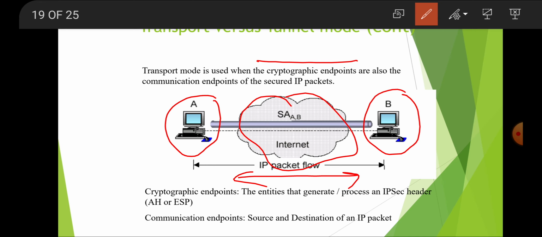Now, the cryptographic endpoints are the entities that generate and process an IP security header. So who generates the IP security header? Both protocols, AH or ESP, generate the IP security header. The communication endpoints are the source and destination of the IP packet. Suppose my PC and my friend's PC, these are the communication endpoints. So in transport mode, the cryptographic endpoints and communication endpoints are the same.